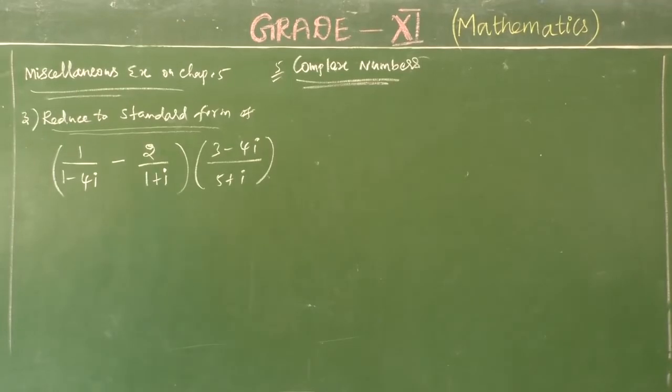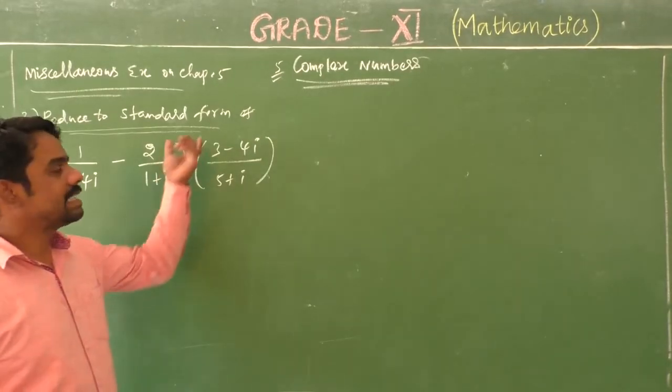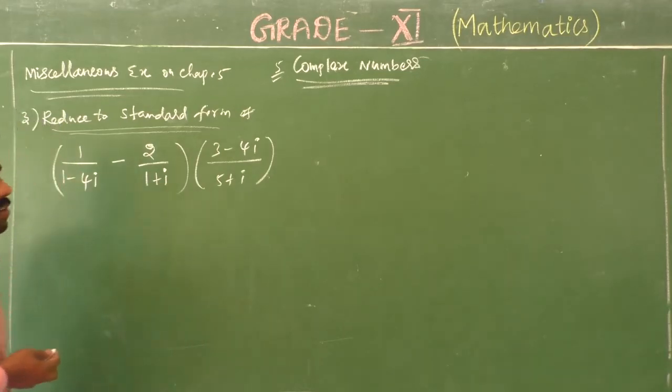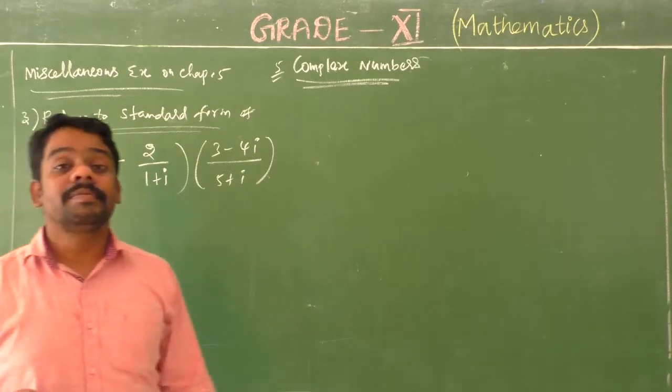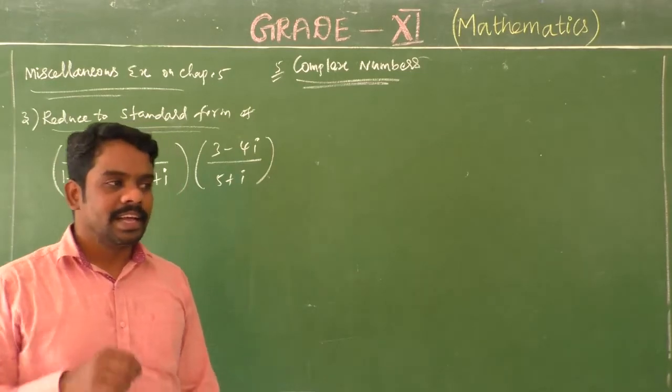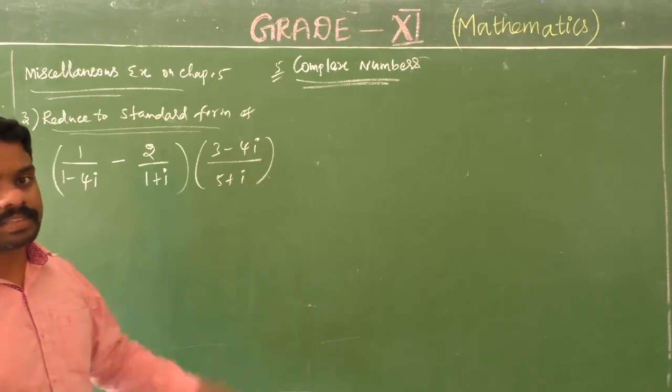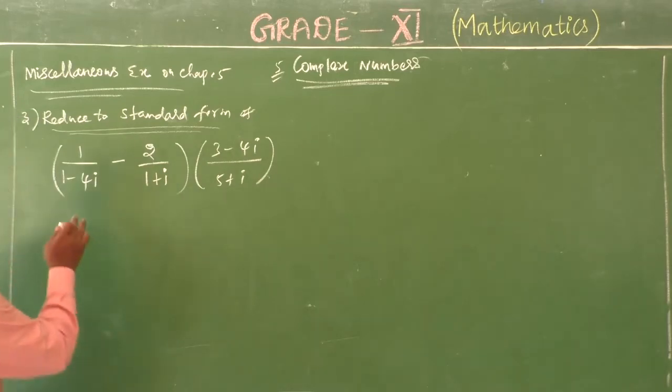Third question. Reduce the complex number to standard form. Standard form is rectangular form, a plus ib form: the real part of the complex number plus i times the imaginary part. Okay? Right. First one.